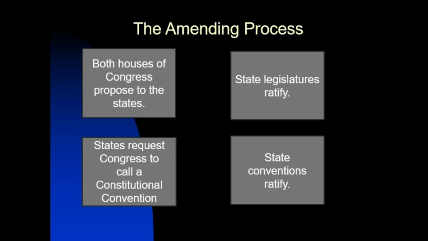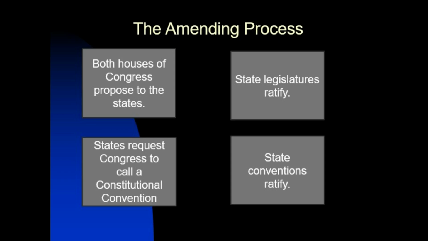Now, on that question of how the state conventions would ratify, it really could be specified in the proposed amendment itself. Or it could be left to the states to decide exactly how to set those up, such as one delegate per congressional district, or one delegate per state legislative district, or some other way.